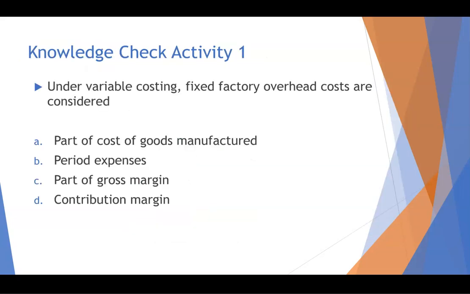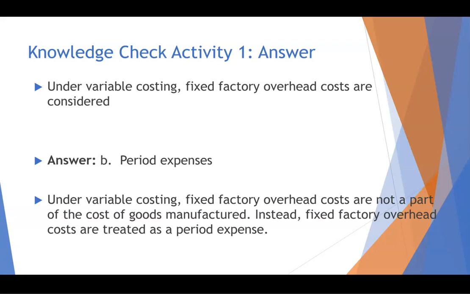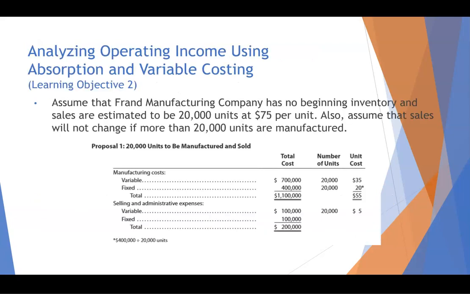So our first check here: under variable costing, fixed factory overhead costs are considered period expenses. The only portion that gets put under cost of goods sold will be the variable factory overhead costs. Okay.